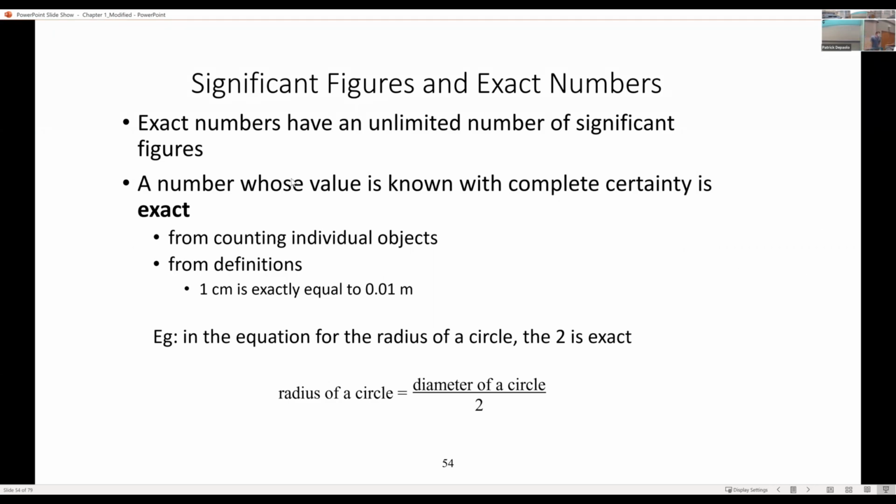Then you have the radius of a circle, that's a formula. Pi is an exact number. It's not measured. No one measured pi. Well, you can't really measure pi. It exists as it is. You get philosophical here, but it exists.